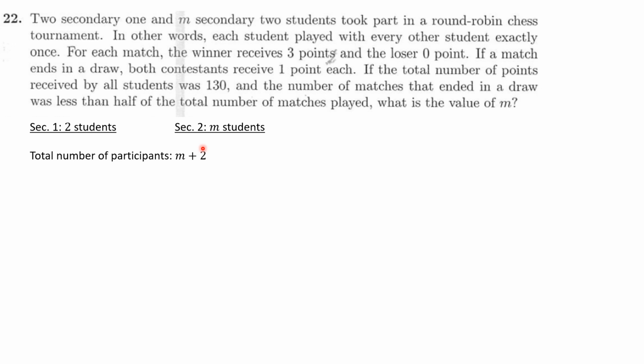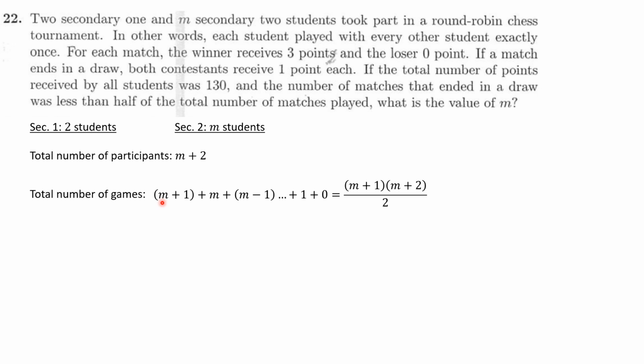Each student plays once against every other opponent. Well, first student, let's say, plays against all the remaining opponents, which means he's not going to play against himself. So he plays M plus 1 games. The second student, so we already counted his game against the first student, so he has to play against the remaining opponents, which is going to be now M, because he's not going to play against the first guy, and then he's not going to play against himself, obviously, and so on.